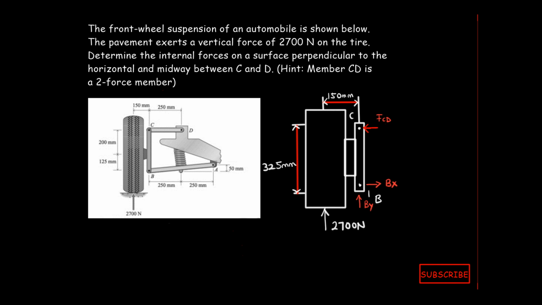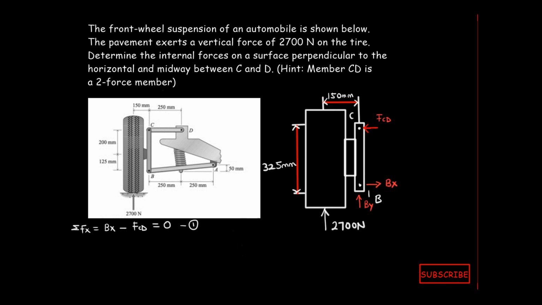So now let's look at how we are going to answer this question. To do this, you are going to apply the equilibrium conditions to the system here. So you are going to have the sum of the forces in the x direction equal to 0. For the x direction, you have Bx and then FCD. Bx is acting in the positive x direction, and FCD is acting in the negative x direction. So this should be equal to 0. Let's name this equation 1.